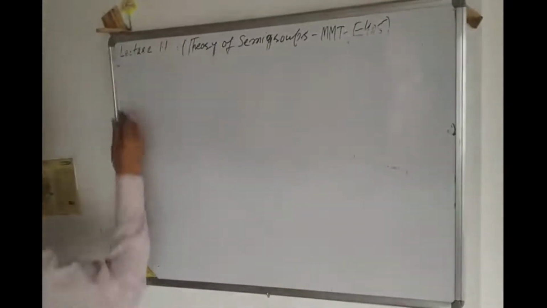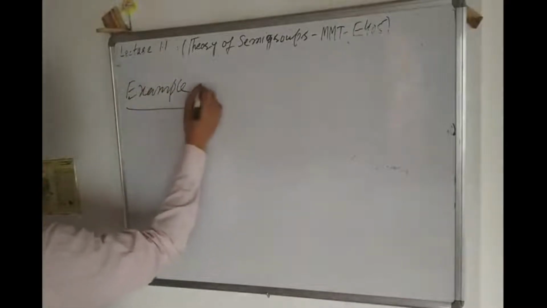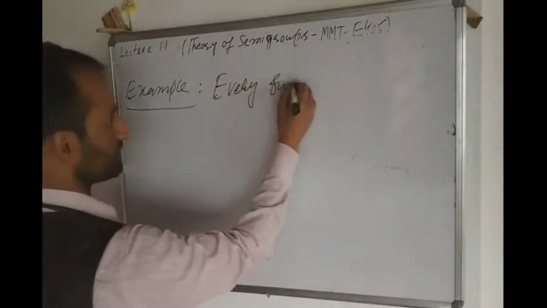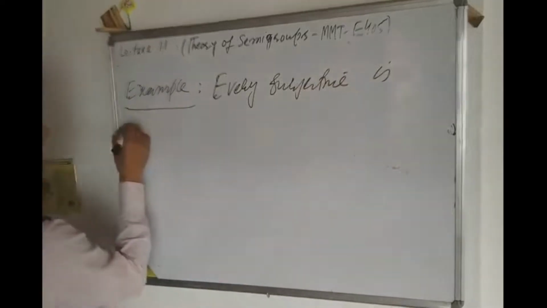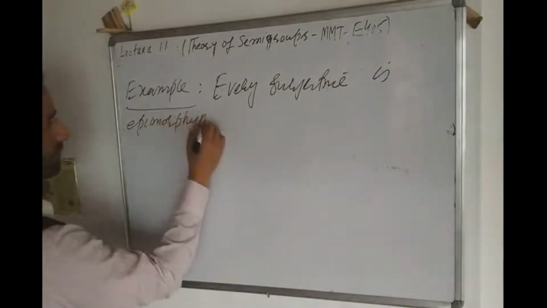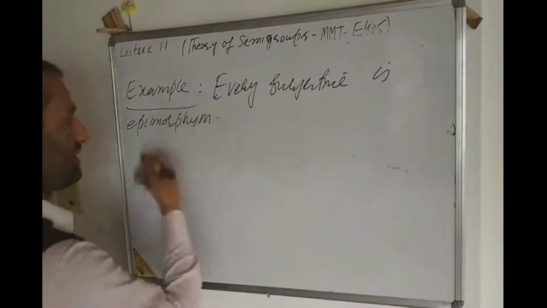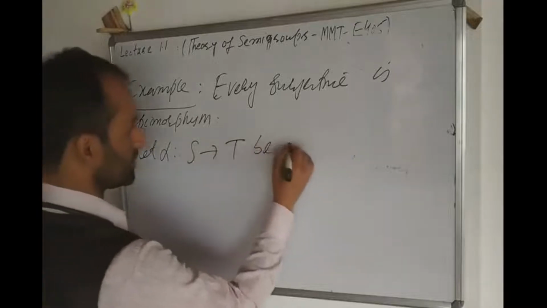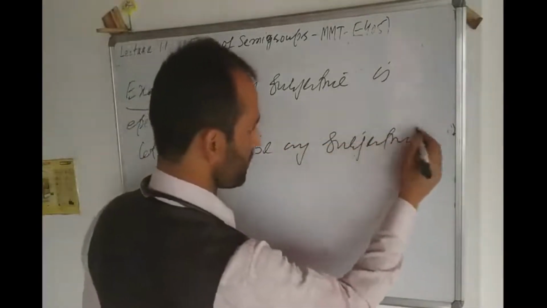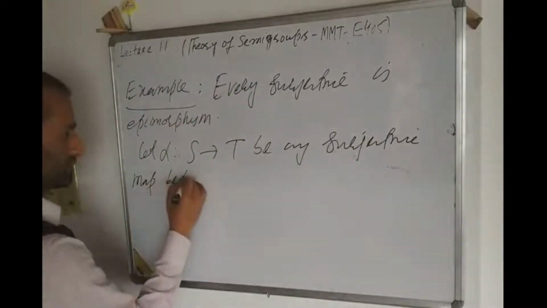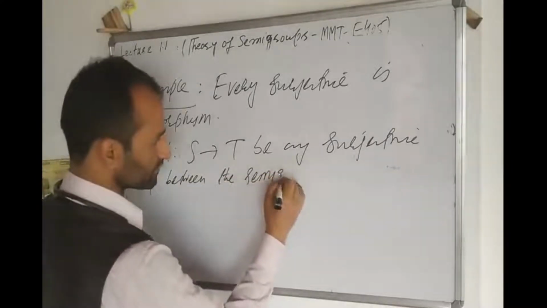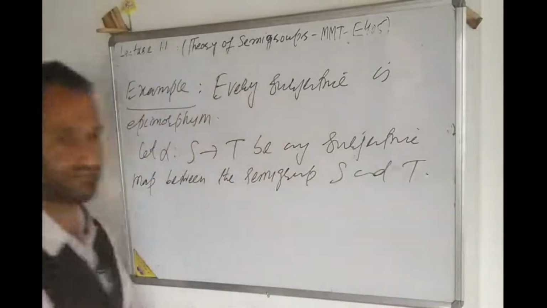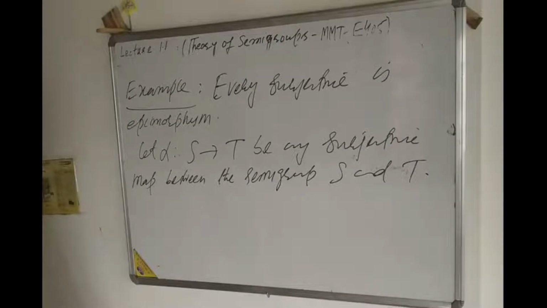Every surjective morphism is an epimorphism. Again we take the category of semigroups here. Let alpha from S to T be any surjective map between the semigroups S and T. In fact, it may be a morphism here. It's a surjective map between the semigroups S and T.